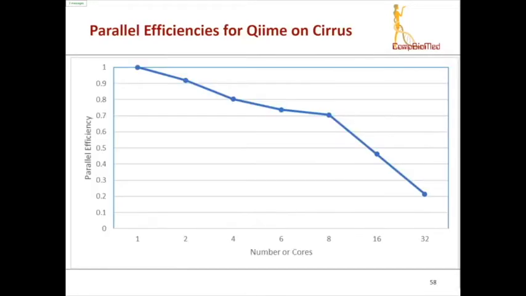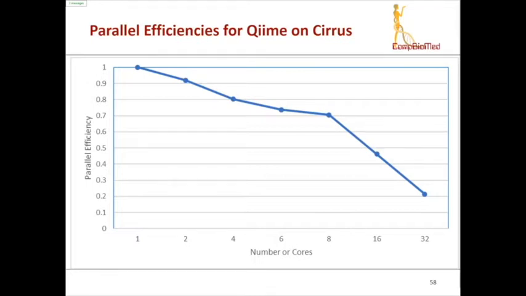So let's look at the parallel efficiency using the same data, the execution times, but this time we've computed first the speed up and then the parallel efficiency based on the speed up. We assume that on one core you have a perfect parallel efficiency of 100%. And as you can see, the efficiency drops down and down and down.